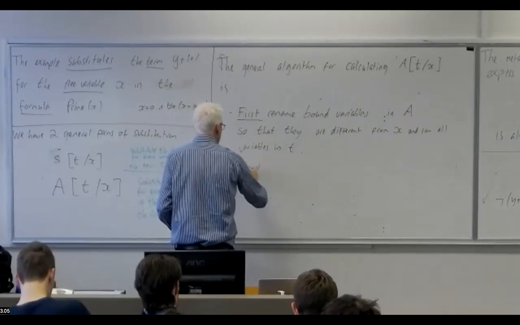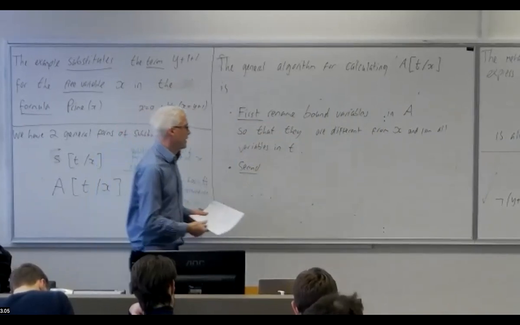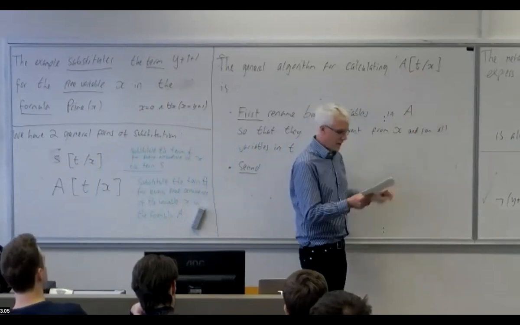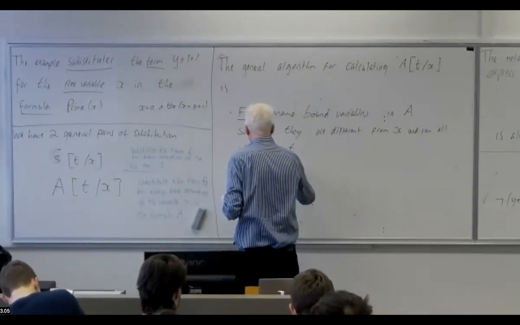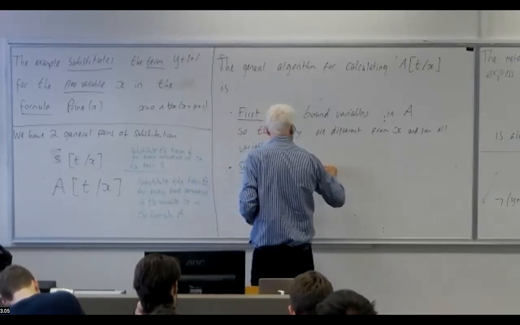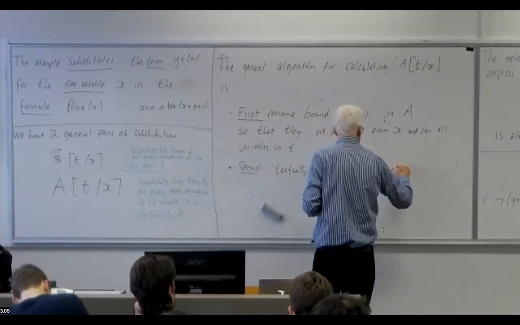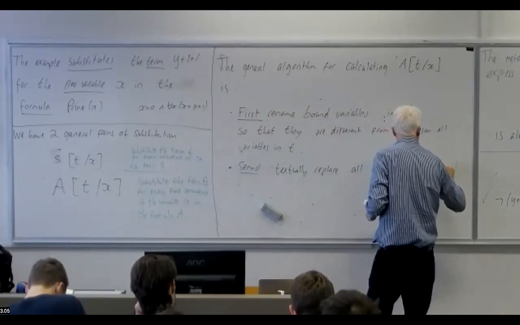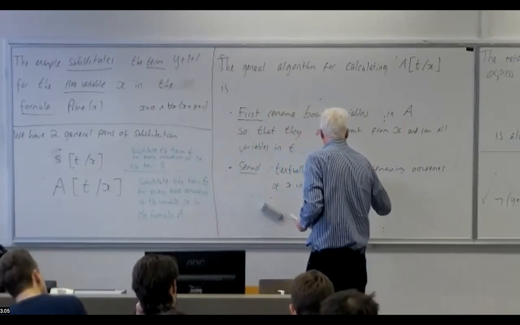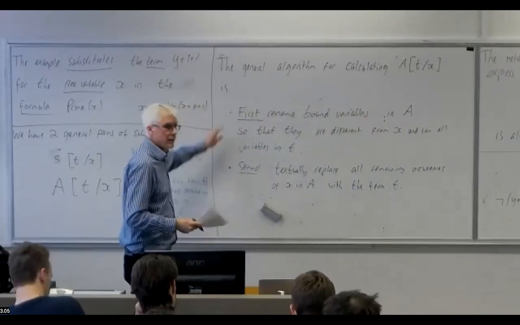And then second, once you've done that, it's easy. You simply textually replace. So literally just take every occurrence of the variable x that's left and simply put T in its place. Okay? So second, textually replace all remaining occurrences of x, which were the free ones, in A with the term T. Okay, and that's the algorithm.